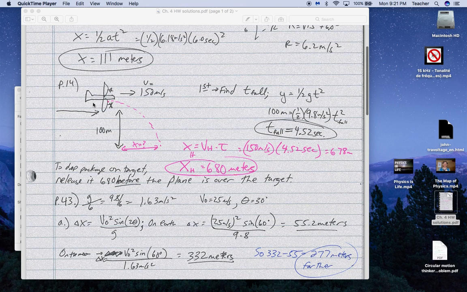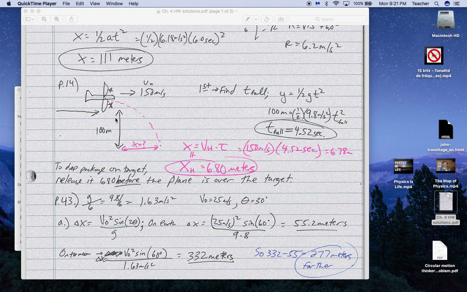Problem 14 I kind of like. It's a plane trying to send supplies down to people, and they want it to land right on them, which is a little annoying, but anyhow, you want it very close. And the plane's moving 150 meters per second, and it's very low, only 100 meters above the ice.